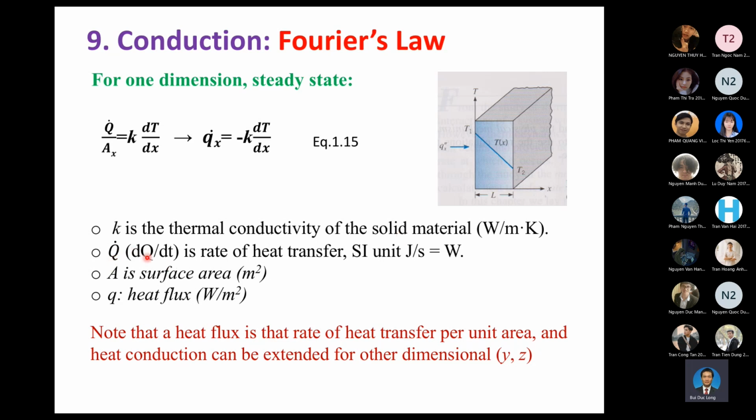Q dot equals dQ/dt. This is the rate of heat transfer for the time interval delta t. The SI unit is joule per second, or watt. A is the surface area, for example, heat transfer through this surface to this surface, so A will be this area. And q is the heat flux.